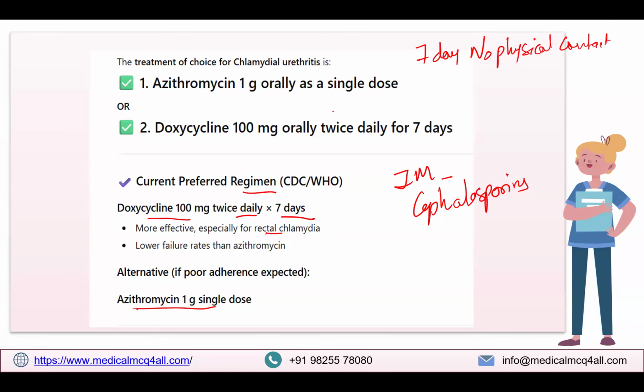Then, retest after how many days? Retest after 2 to 3 months is sufficient for checking whether the infection is completely gone or not. And here, the partner is also supposed to be treated. The same treatment is also supposed to be given to the partner. Just remember this important thing. Okay.